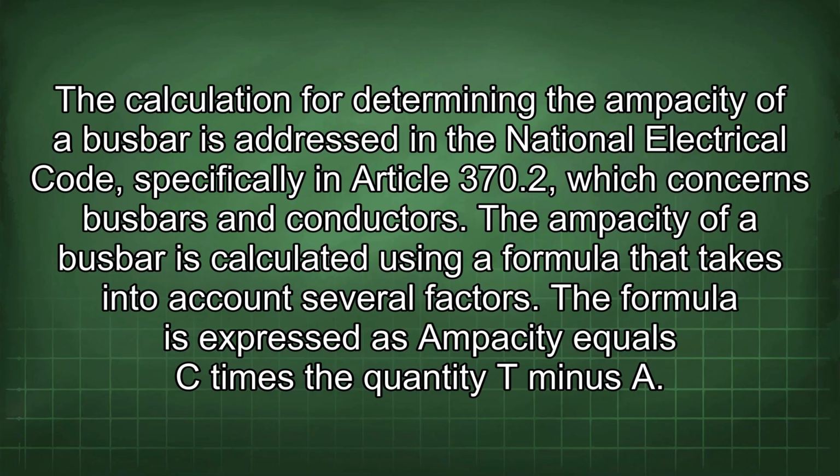The calculation for determining the ampacity of a busbar is addressed in the National Electrical Code, specifically in Article 370.2, which concerns busbars and conductors. The ampacity of a busbar is calculated using a formula that takes into account several factors. The formula is expressed as ampacity equals C times the quantity T minus A.